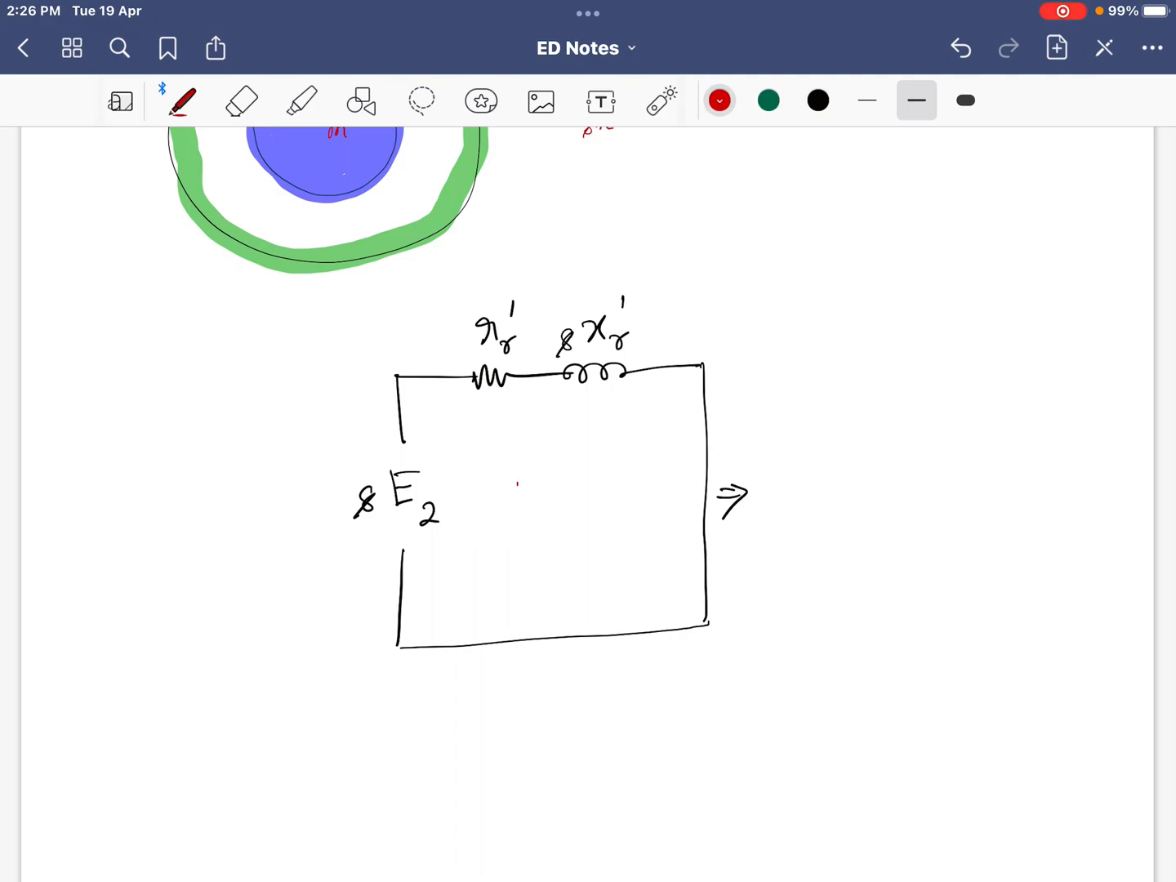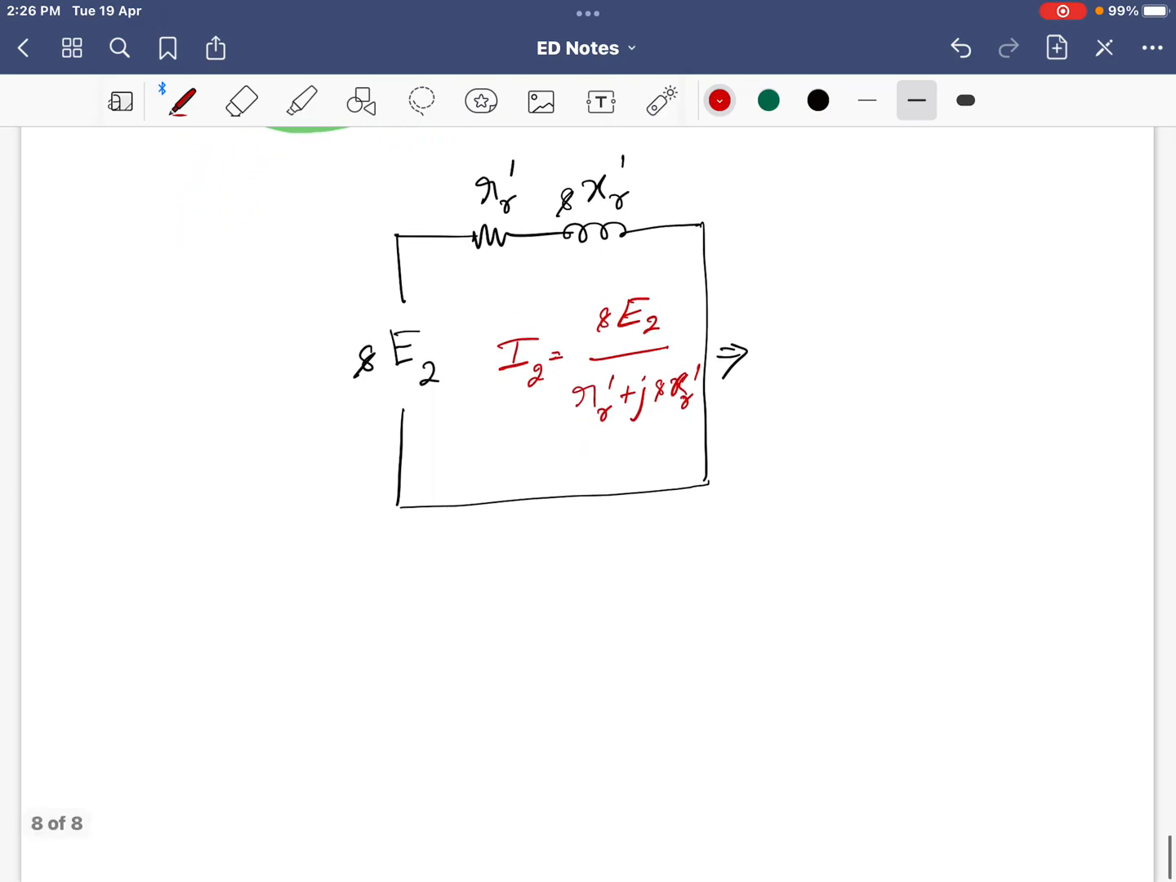Let me write that: if this is the situation, what is the value of I2? I2 is nothing but S E2 by (RR dash plus jS times XR dash). Right. So can I write this I2 expression again? I2 is equal to E2 by (RR dash by S plus j XR dash). We can write that, right? If we change it this way, the equivalent circuit will now look like this.